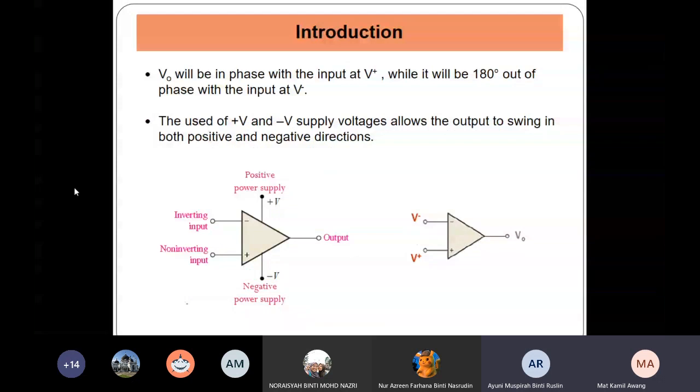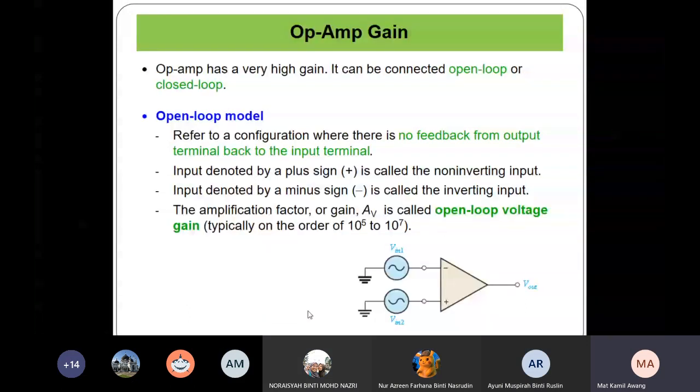You have minus V and plus V. So what is the peak to peak value? 2V. Yes, that is the peak to peak value. So if this is plus 10 and this is minus 10, what is the peak to peak value? 20. Yes, so 20. This is what it means.